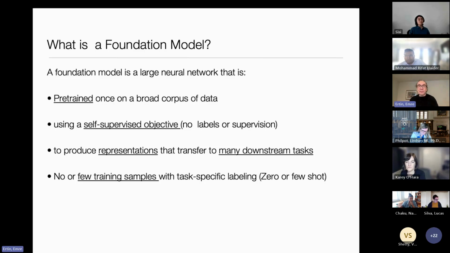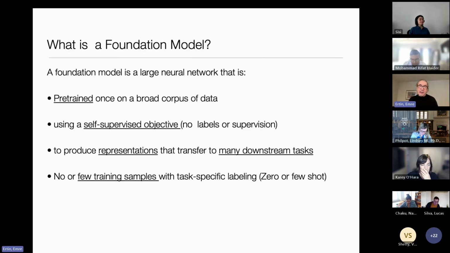not require human labels. So it is trained on data only, essentially, to produce representations or features that transfer to many downstream tasks that were not even specified at the time of training of the foundation model. And this transfer to downstream tasks occurs with little or few training samples. So what we call zero and few shot learning approaches.